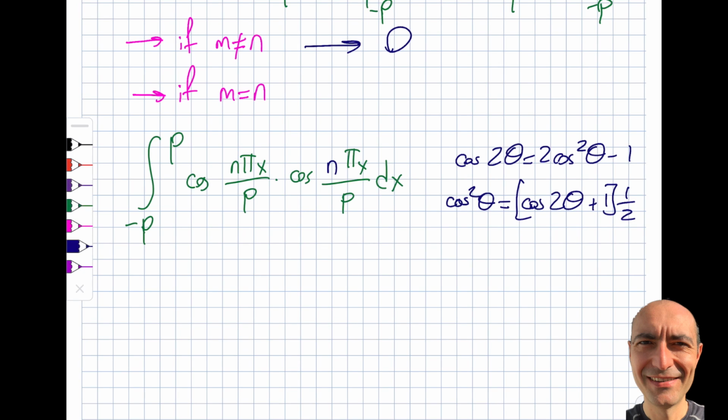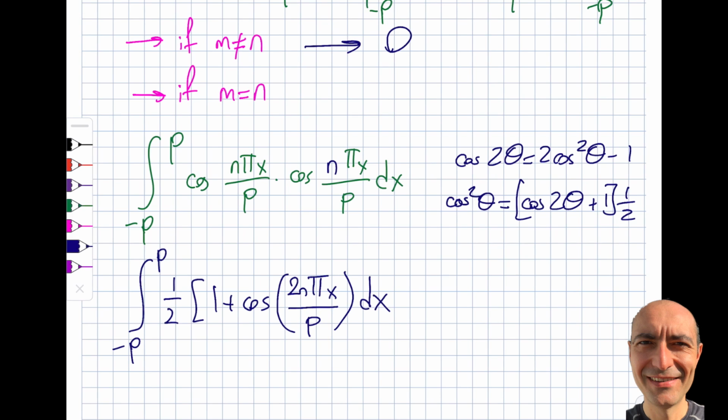Okay, so now I'll go back and use exactly what I said. So it's going to be integral minus p to p. Now instead of cos square, I'm going to write 1/2, and let's do a proper job. So it's going to be 1 plus cosine of 2 times this. So it's going to be 2n pi x by p dx. Okay. So now if I take the integral of this, what you will see is, well, 1/2 will be out.